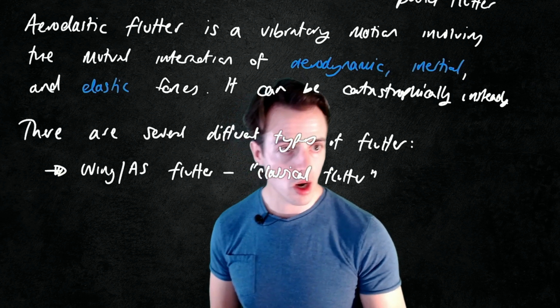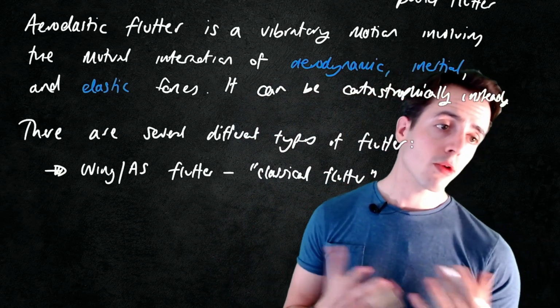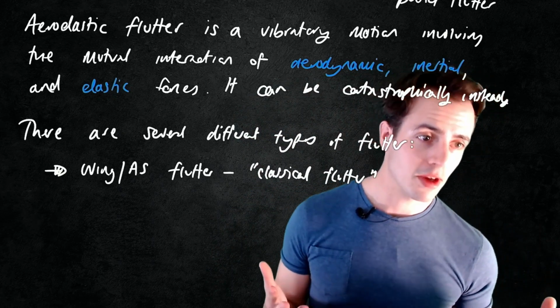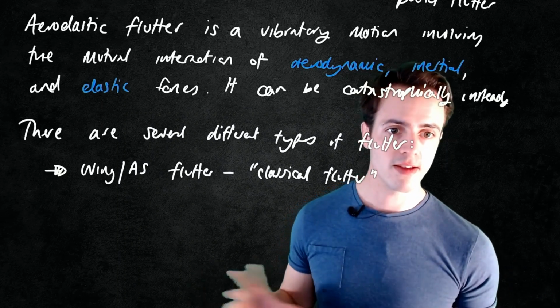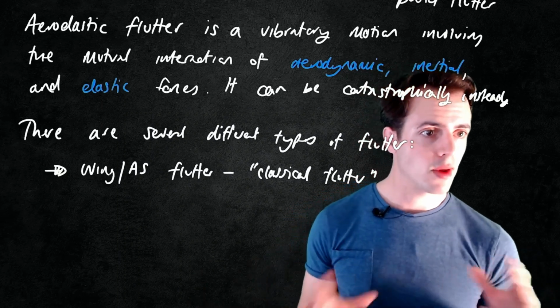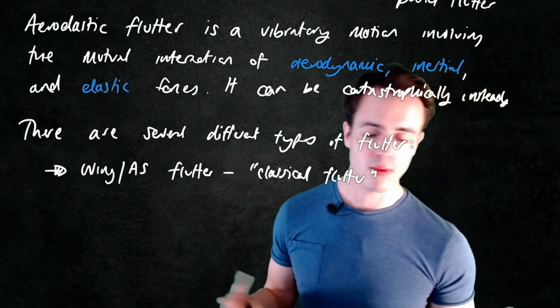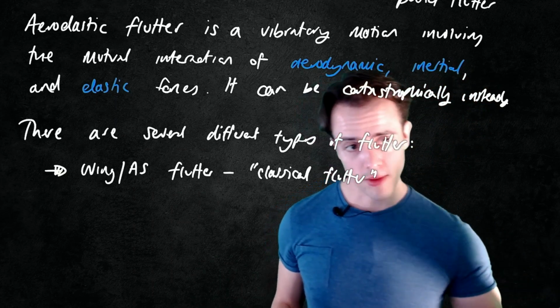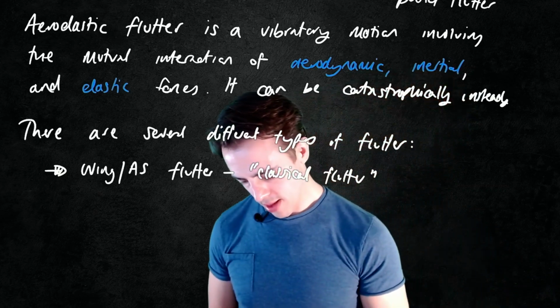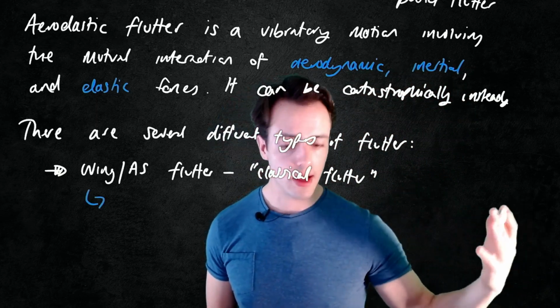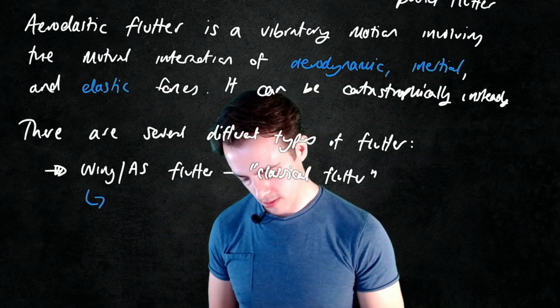And the seminal work on classical flutter was performed by a guy called Theodor Theodorsen. Wonderful, beautiful mathematics in his solution. We probably don't have time to go into that in this course. In fact, I know we don't have time to go into it. I wish we did, and I might produce some bonus lectures that no one's going to watch at the end of this. But this is a combined bending and torsion vibratory motion.